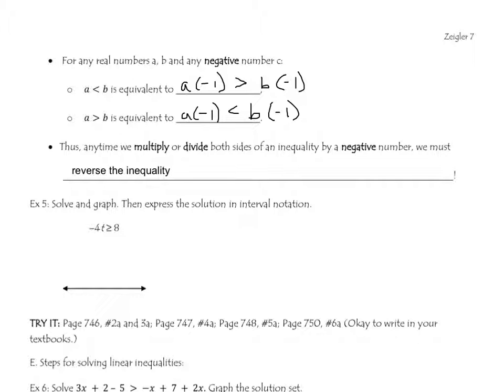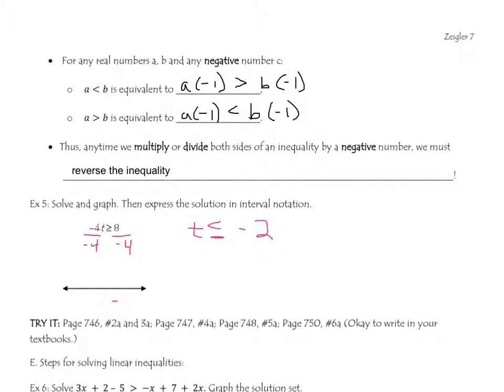Okay, let's look at -4t is greater than or equal to 8. In order to get t by itself, we have to divide both sides by -4. So that gives you t by itself on the left, and it gives you -2 on the right, but instead of greater than or equal to, we have to reverse the inequality so that t is less than or equal to.